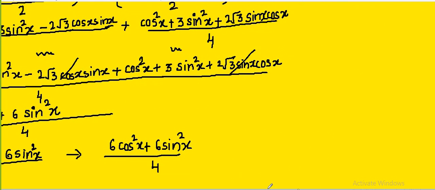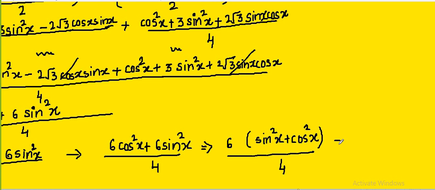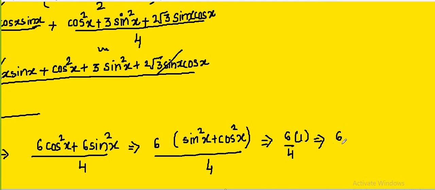Now we know that we can take 6 common, so we have sin square x plus cos square x inside that bracket, and what is the value of sin square x plus cos square x? It is 1. So 6 by 4 into 1, 6 by 4 is now reduced to a simpler fraction as 3 by 2. So this is our right hand side. Hence left hand side becomes equal to right hand side.